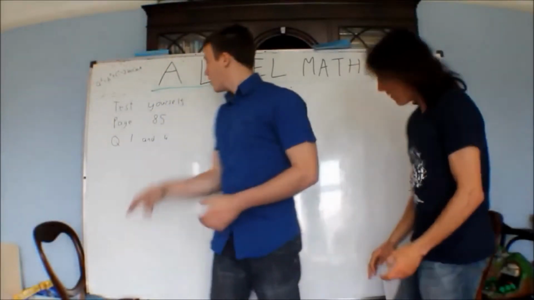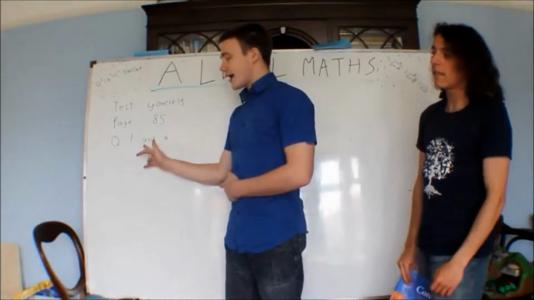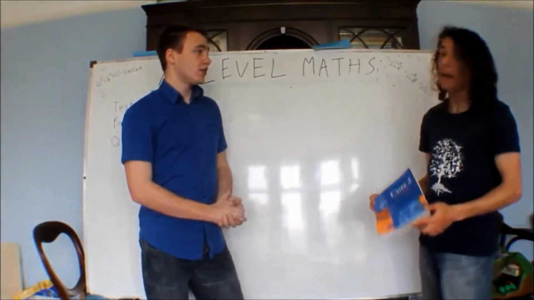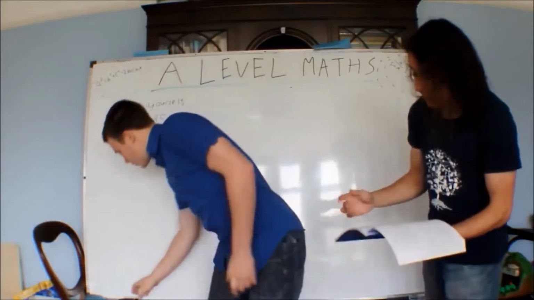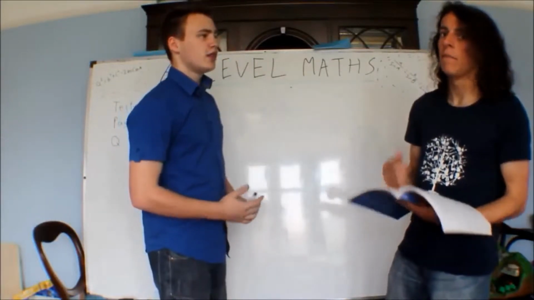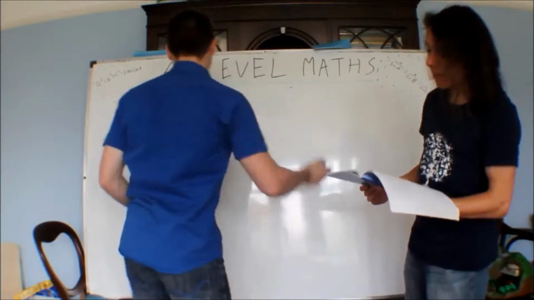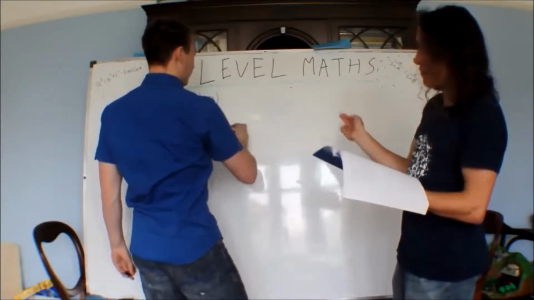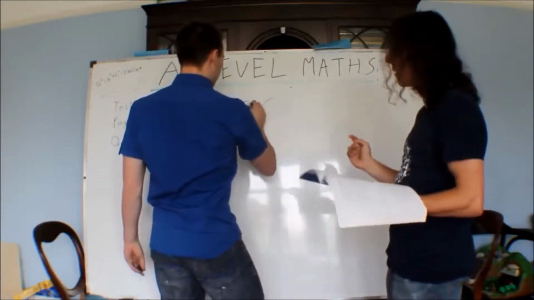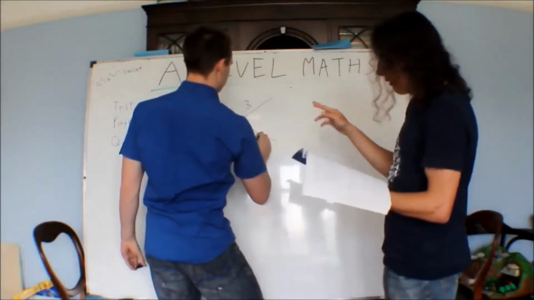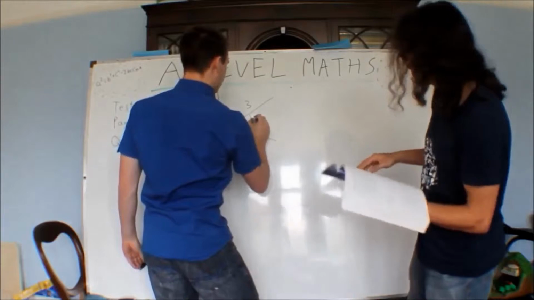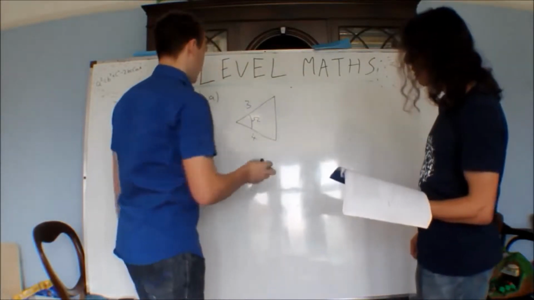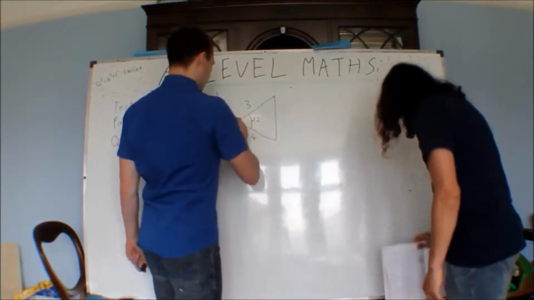Test yourself, page 85, question 1 and question 4 from this book. Absolutely. I'm going to read it out and we're going to do it. The first question isn't actually from an exam, but it uses both the rules. It has a triangle, and the left side is 3 centimetres, the bottom side is 4, and that angle is 52, and you want to find out the opposite side. That might not look exactly like the triangle in the book, but I'm just doing it.